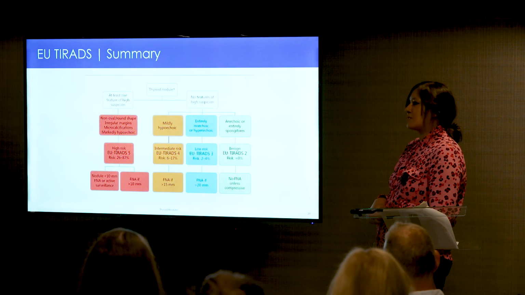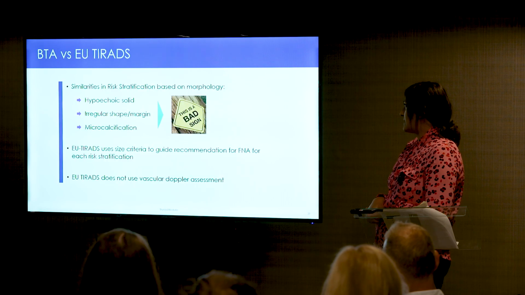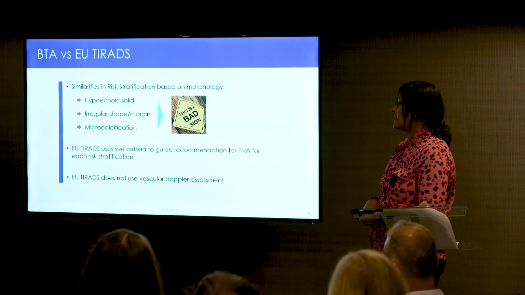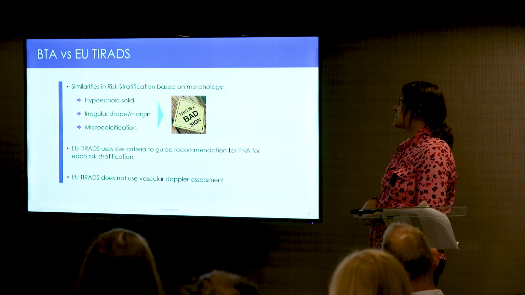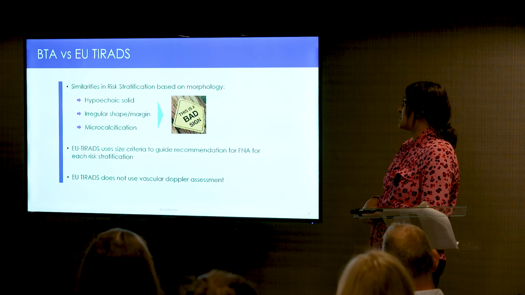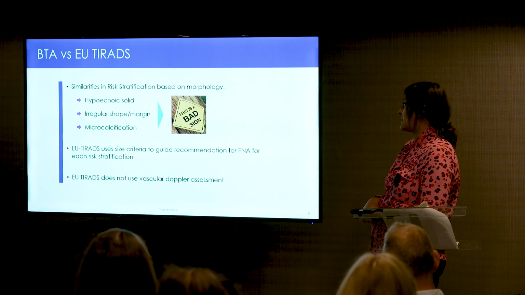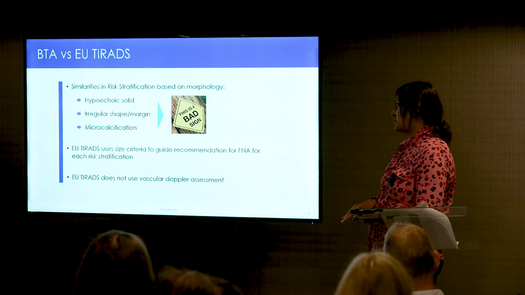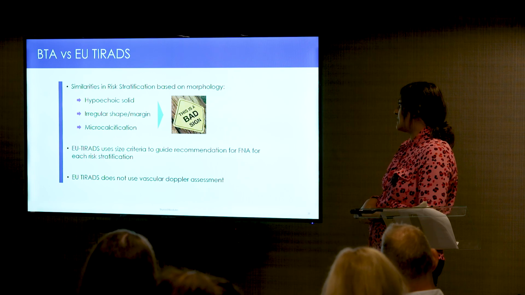And this is just a chart summarizing everything that I've described. As you can see, there are multiple similarities between the BTA and EU Thyroids grading systems. The main thing has to be the morphology of a nodule. They all agree that that's the key feature that you should assess. And obviously worrying things are things that are hypoechoic, solid, any irregular shape or margin, and the presence of microcalcification. The only difference is that EU Thyroids does not use Doppler at all, and also it uses size to guide recommendations for FNA.